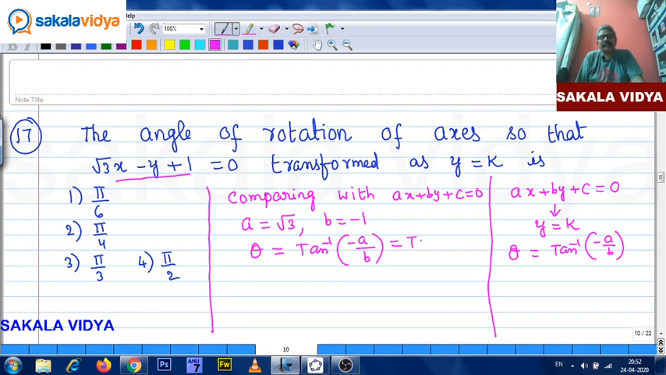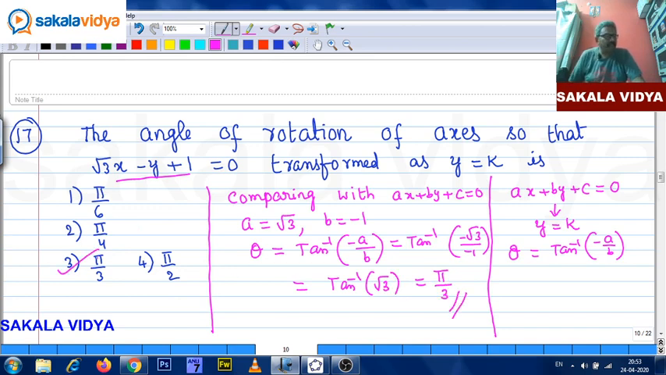So that is tan inverse of minus root 3 by minus 1, that is tan inverse root 3. Tan inverse root 3 equals 60 degrees, pi by 3. So the angle of rotation is pi by 3. Third option.